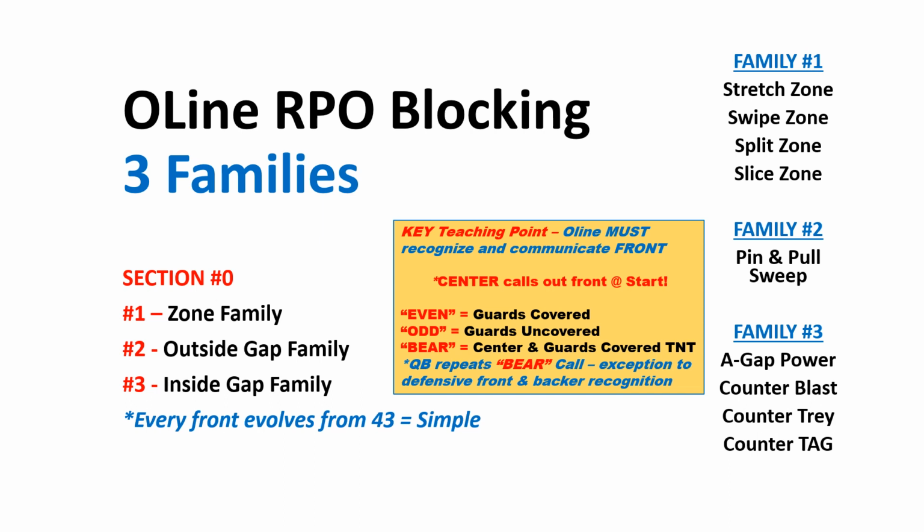Want to go over our O-line RPO blocking system. To keep things simple, we put it into 3 different families. We'll start first with our zone family, then I'll go over outside gap and finish with inside gap.